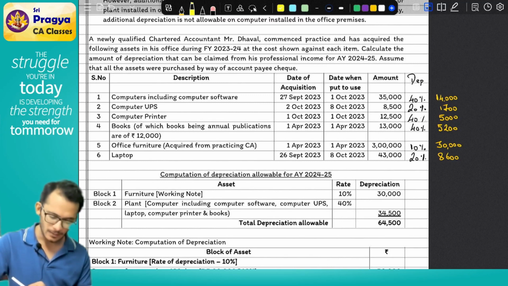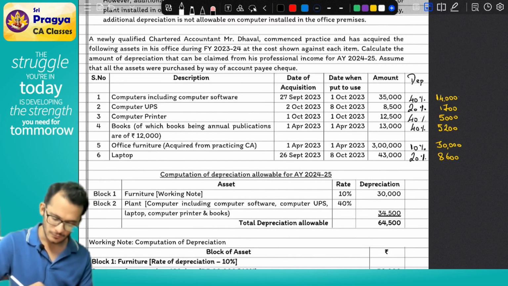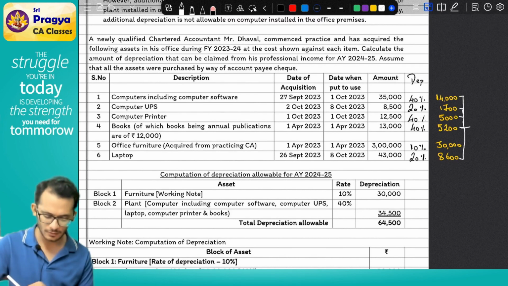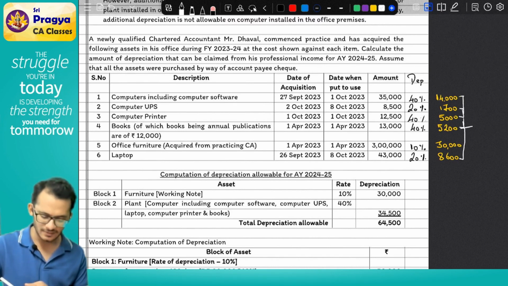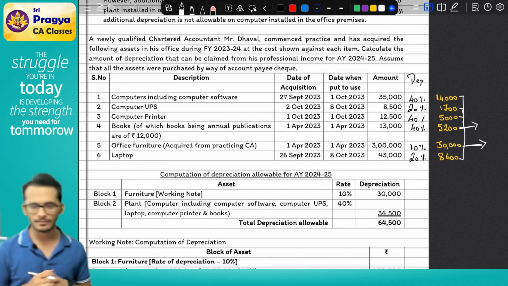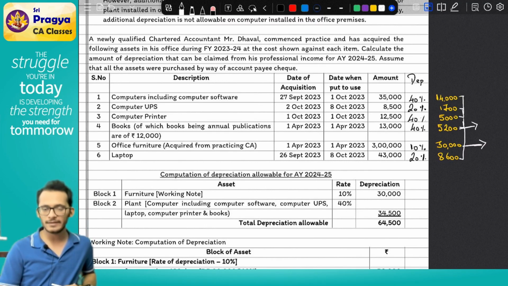14,000 is a part of computers. 14,000 is computers. 1,700 is also computers. 5,000 is also computers. So 14,000, 1,700, 5,000, then 5,200, then 8,600. All these are together a single block. Which means 30,000 alone will be a separate block. Same 40%, no, so it's okay. Both are plant and machinery, both are 40%. You can club together. Yes.